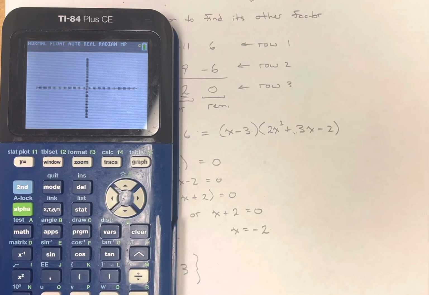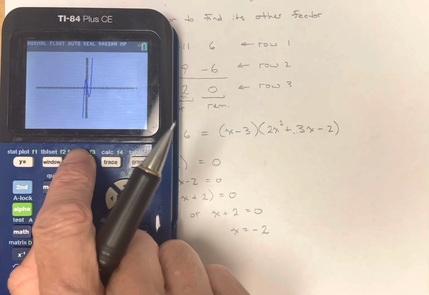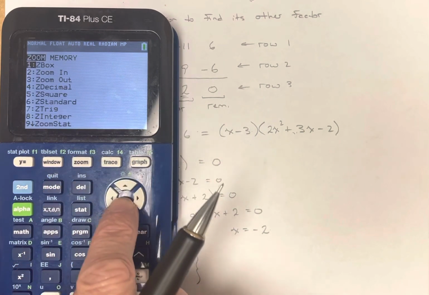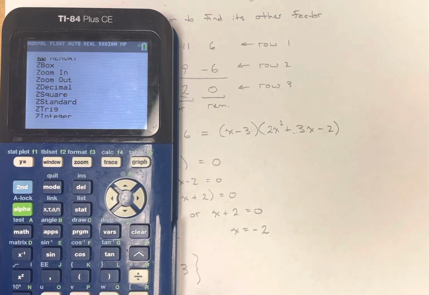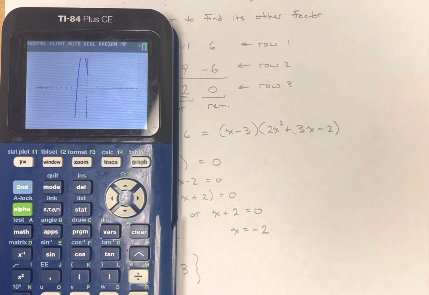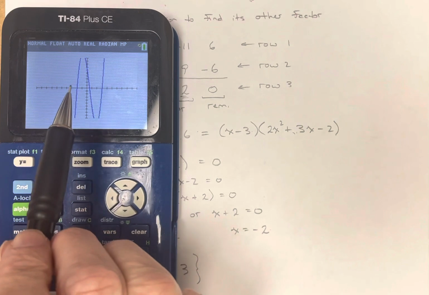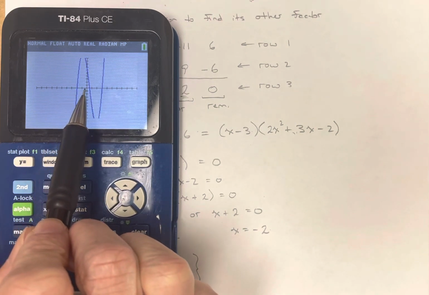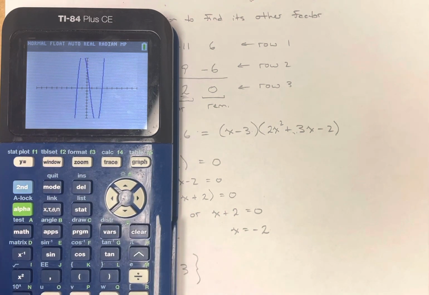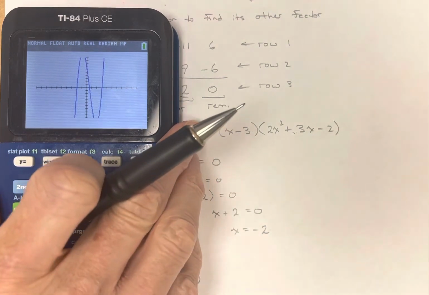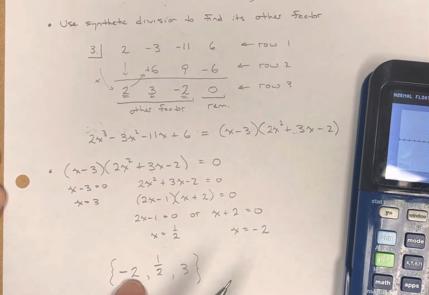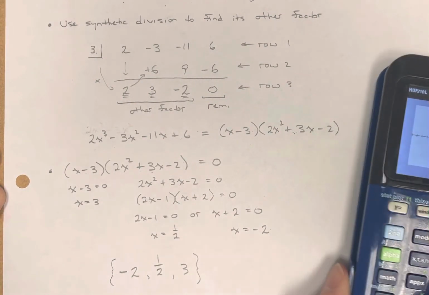Okay, let's graph that. Whoops, looks like I've got my window. Let's zoom to standard, the standard -10 to 10. And here is my third degree polynomial. You can see I have 3 zeros, 1, 2, 3. Where are they? I'm saying there is 1 at -2, 1 at 1/2, and 1 at 3.